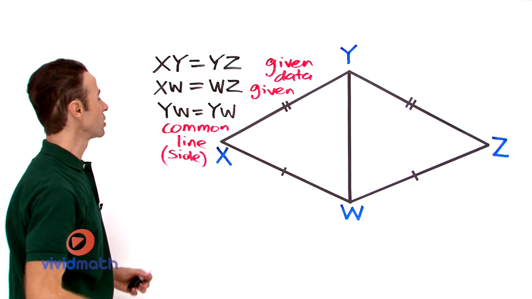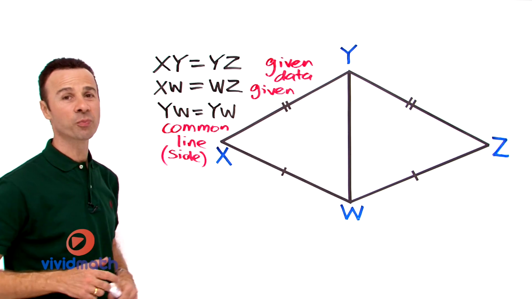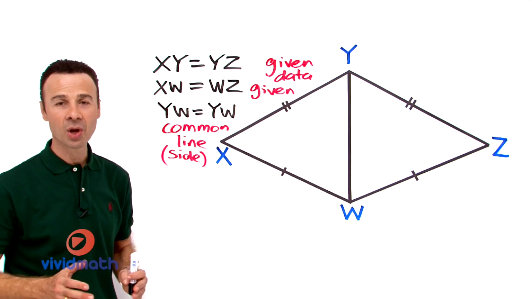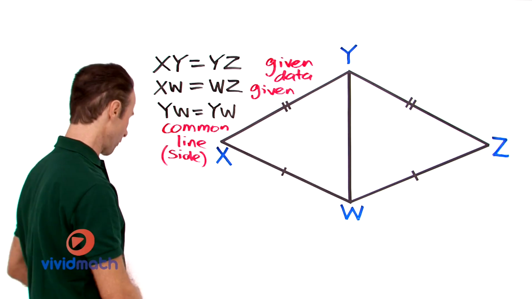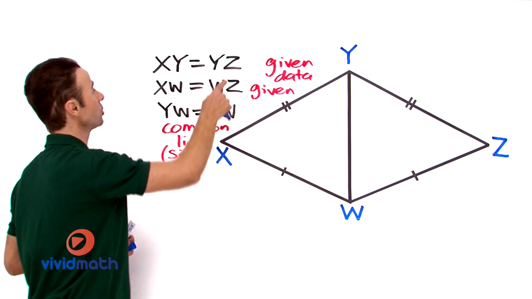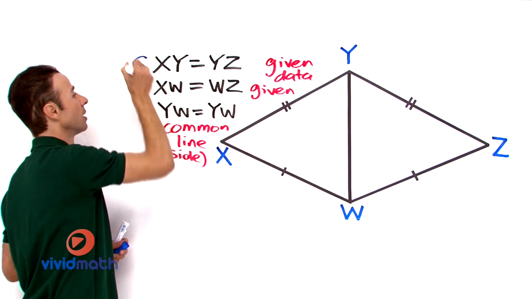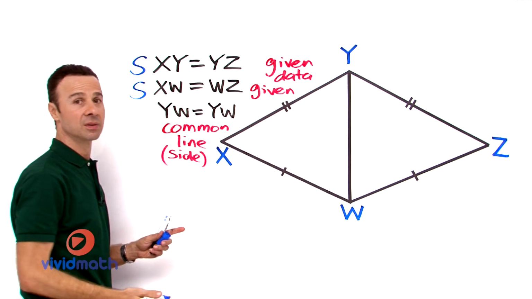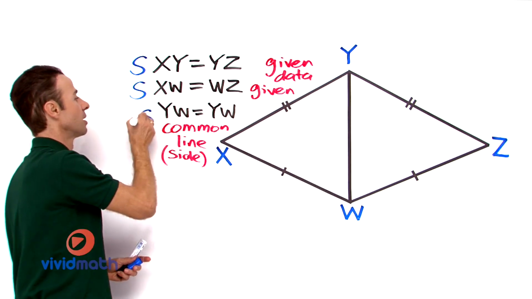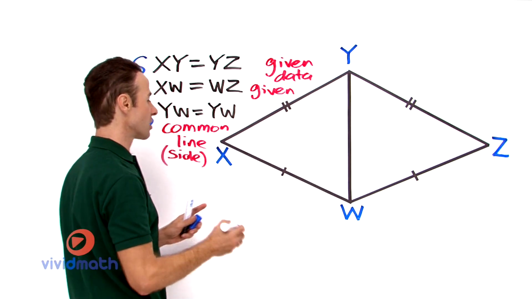Okay, since we have the common side for both, we have three pieces of proof. They are three clues, which means they are going to prove to be congruent. So what do we have? What's the first one? The first one up here is a side. The second one is also a side. And the last one here is also a side. So that means the congruency test goes like this.